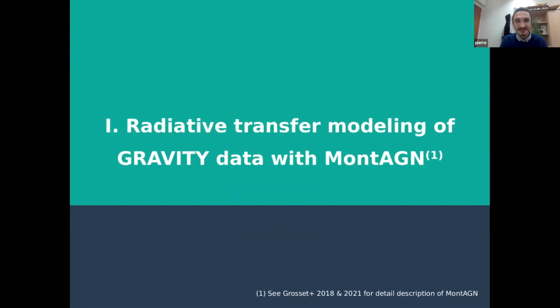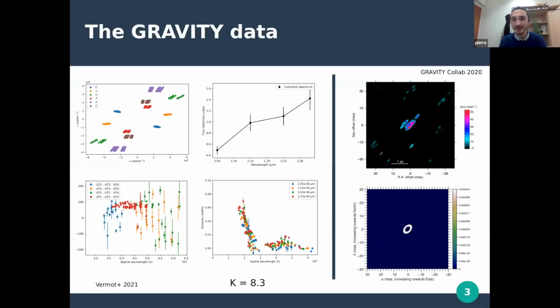So let's get started, and I'm going to start by presenting my work, let's say pretending that there has not been a MATISSE paper changing the interpretation. So here is a first look at the data. These are classical GRAVITY data with visibility, closure phase, and also coherent spectrum and magnitude. I will come back to that.